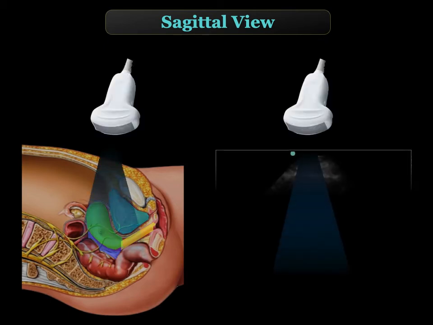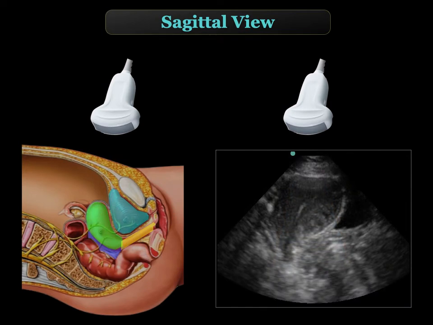Here's an example using the curvilinear probe. Initially, we'll see the bladder, followed by the vaginal stripe and uterus, and then our pouch of Douglas posterior to the uterus, where we would be looking for free fluid.